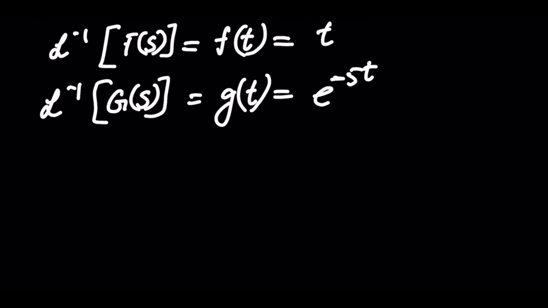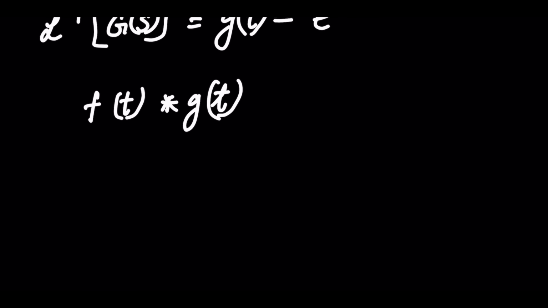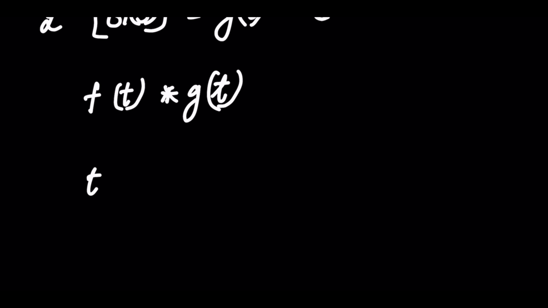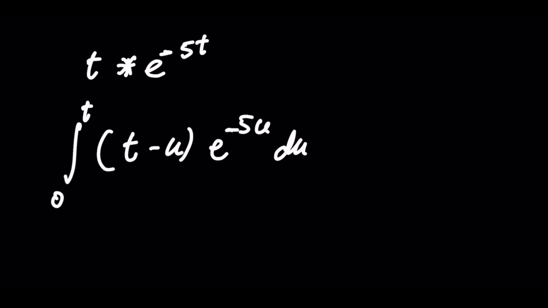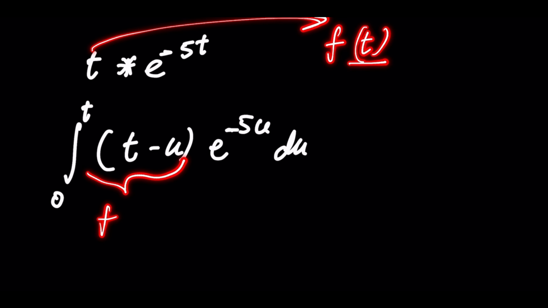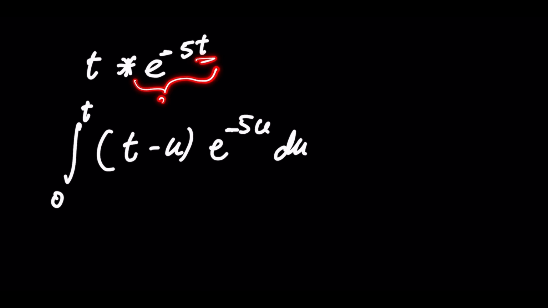Now applying the convolution theorem, you can notice that I have replaced the t from f of t with f of t minus u and t from g of t with g of u, applying the convolution theorem. Now let's integrate.